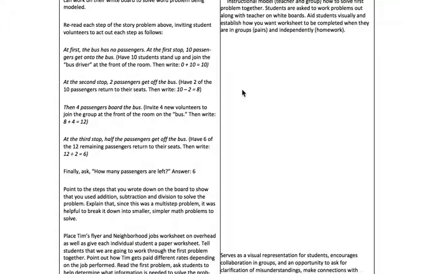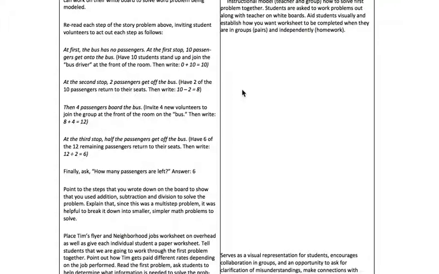At the second stop, 2 passengers get off the bus, and at this point the students will be doing the same on their whiteboards. Have 2 of the 10 passengers return to their seat, and then write 10 minus 2 equals 8. You can have the students hold up their whiteboards, and this will give you another assessment form. When 4 passengers board the bus, invite 4 new volunteers to join the group at the front of the room on the bus, and then write 8 plus 4 equals 12.